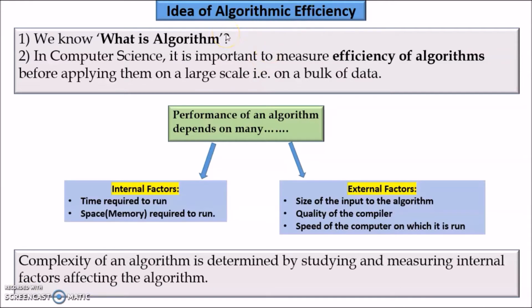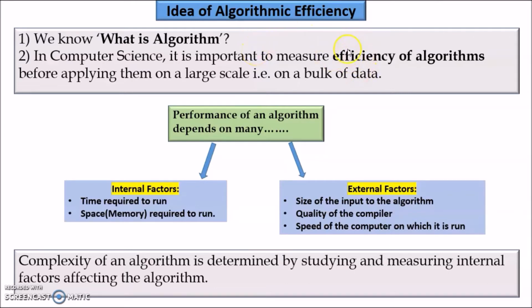We know what is algorithm. What do you mean by algorithm? An algorithm is a method or a procedure for accomplishing a specific task. Yes? So later this algorithm can be programmed on the computer. In computer science, it is important to measure the efficiency of algorithms.